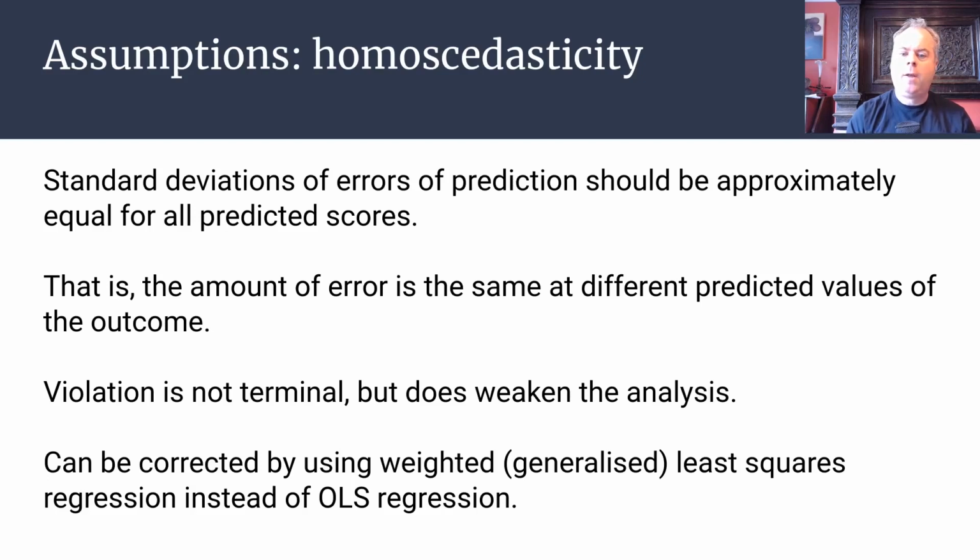In other words, the amount of error is roughly the same at different predicted values of the outcome. And again, violation of this assumption isn't terminal per se, but it does weaken the overall analysis. We can get around this by not using OLS regression, but perhaps using generalized least squares regression instead. So there are ways to address this issue, because at the end of the day, your data are your data, and you've got to find the most appropriate model to describe the data as they are.